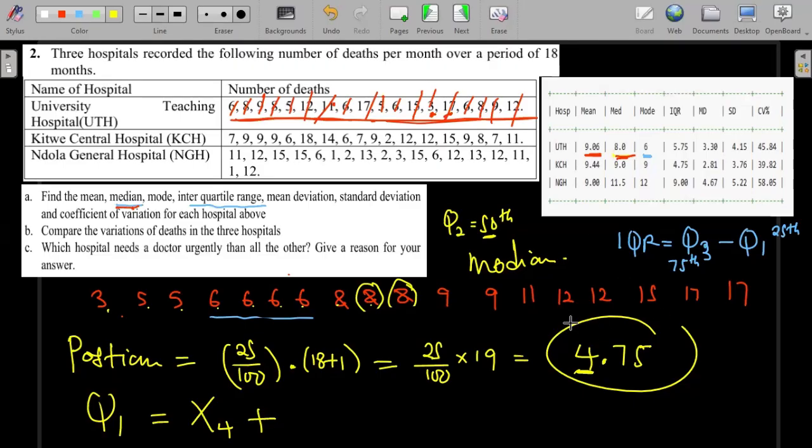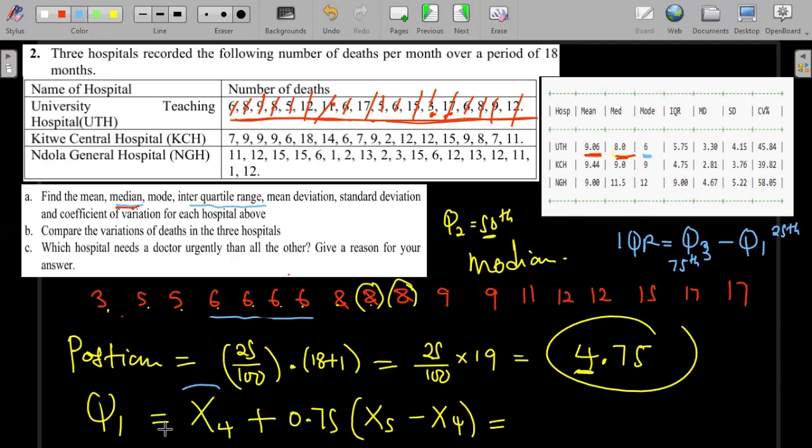And then you say this 4.75 minus this 4 is going to give me what? 0.75. Okay. And then in the brackets, I'm going to have X at a position which is one step ahead of this. So it will be X5 minus X4. So that's what we do there. I'm sure you have started getting it right now, right?